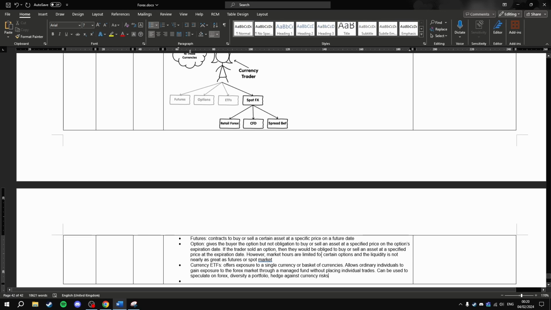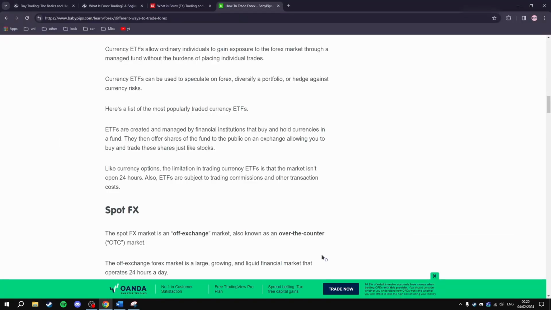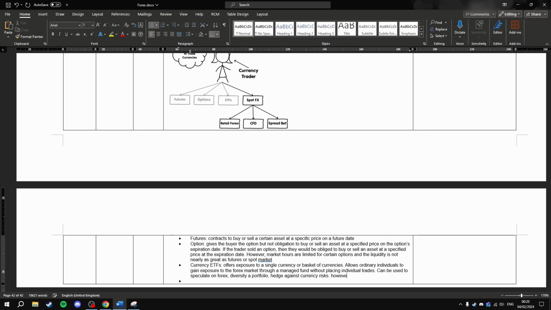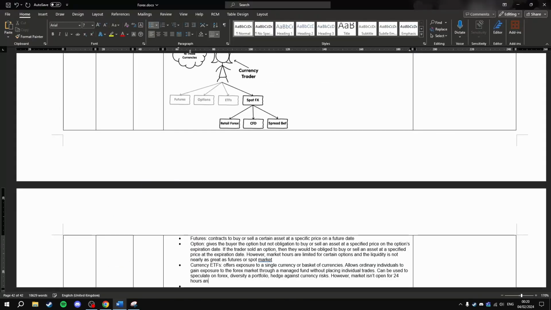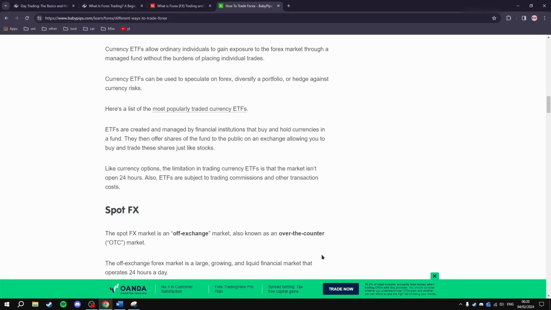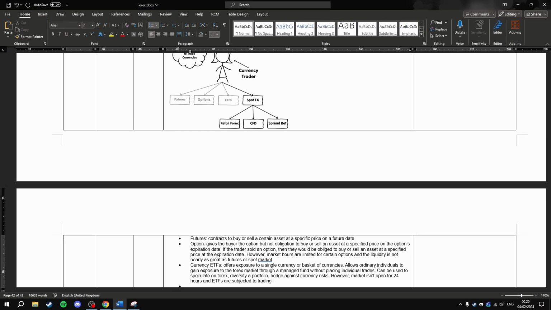So, however, the market isn't open for 24 hours, and ETFs are subject to trading commissions and other transaction costs.